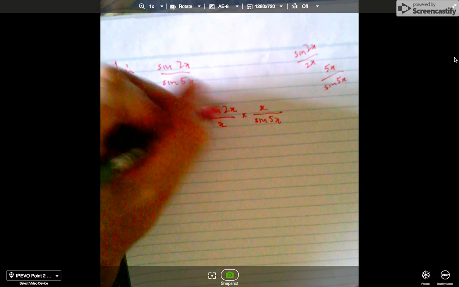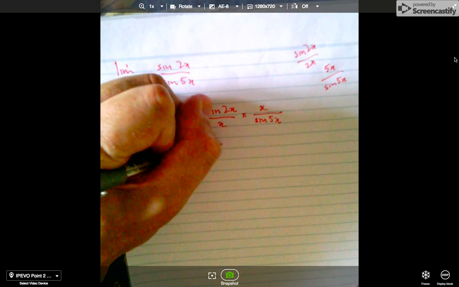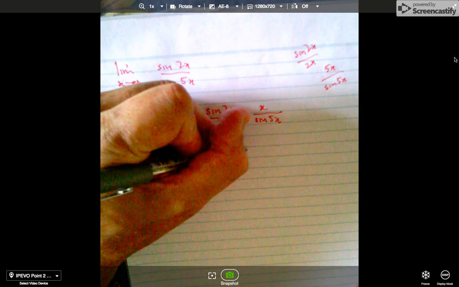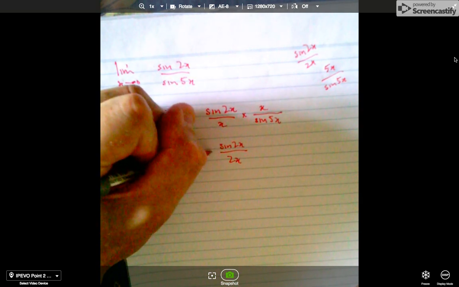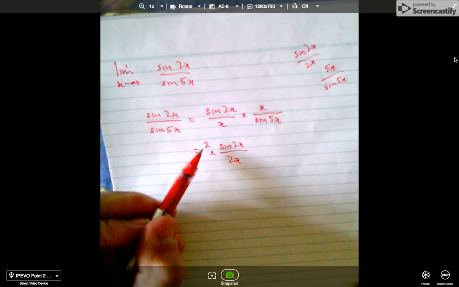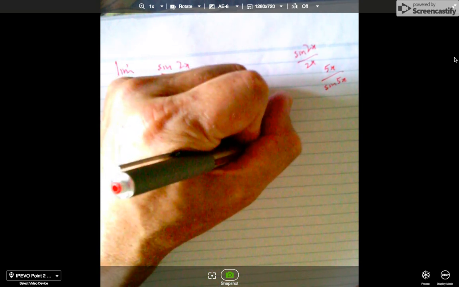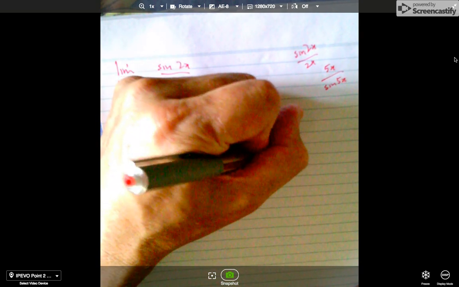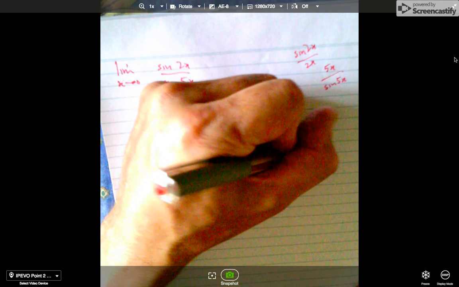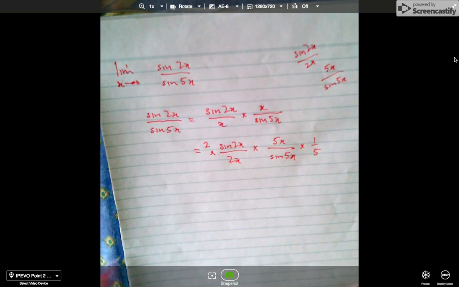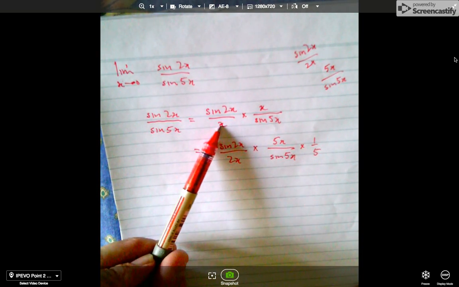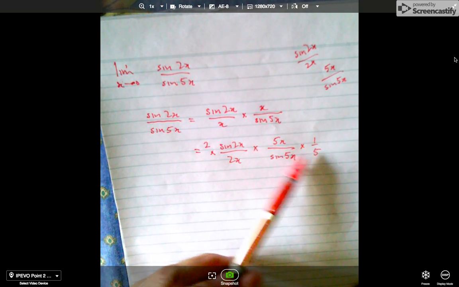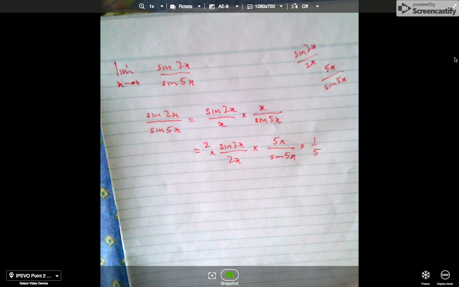So what we're going to do is force it. For this first one, we can write this as sine 2x over 2x, and let's times that by 2. And again, those two things cancel out. And here we're going to do exactly the same thing. We're going to write up the top 5x over sine 5x, and we've got to times that by a fifth. Have we changed anything? This 2 can cancel with this 2, so we get back to here. This 5 can cancel with this 5, so we get back to here. So we haven't really changed anything.